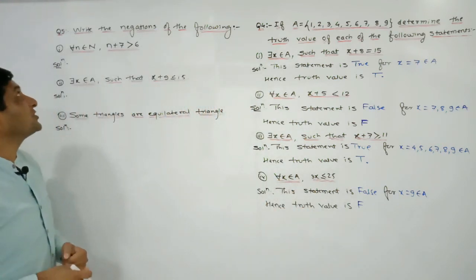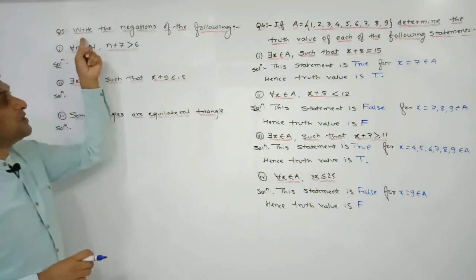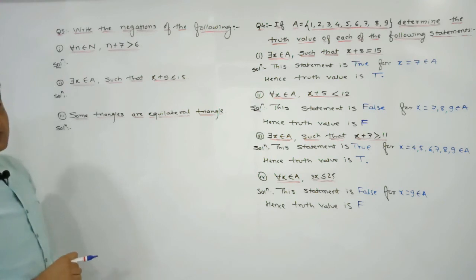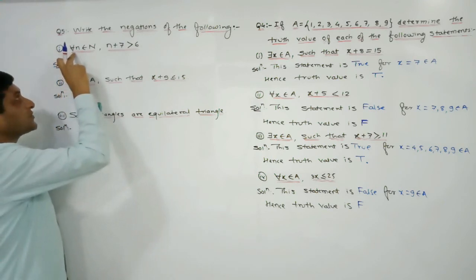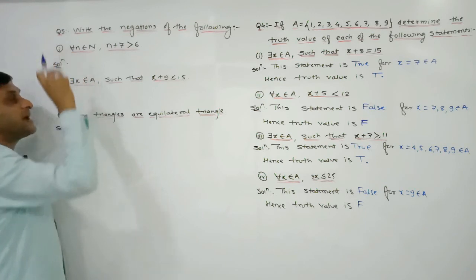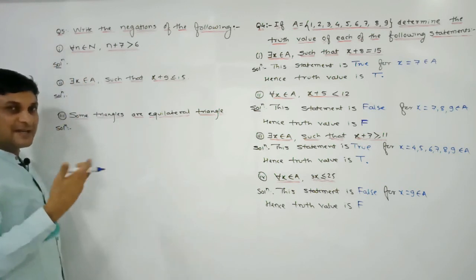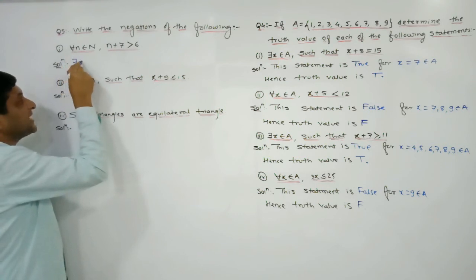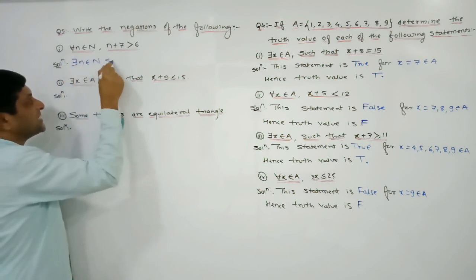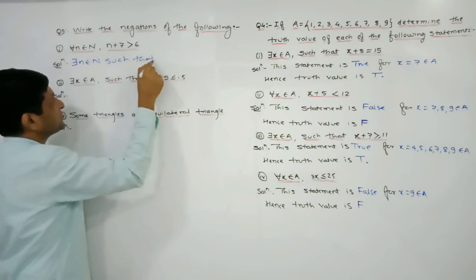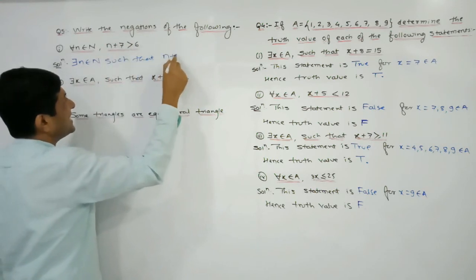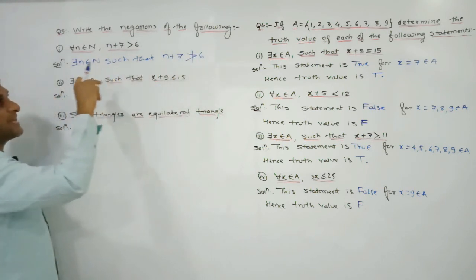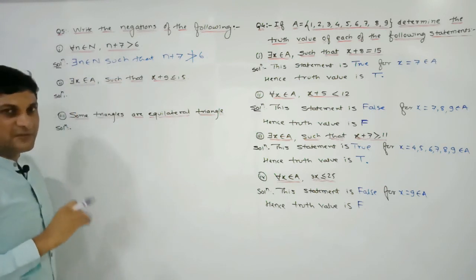Now we are starting question number 5. In question number 5 we have to write down the negation of the given statements. So let us try to find the negation of the first statement. We have already seen that if "for every" appears, then while writing the negation we replace it with "there exists." So there exists n belonging to N such that, since we are finding the negation, n plus 7 is not greater than 6. Not greater than 6. This will be the negation of the given statement.